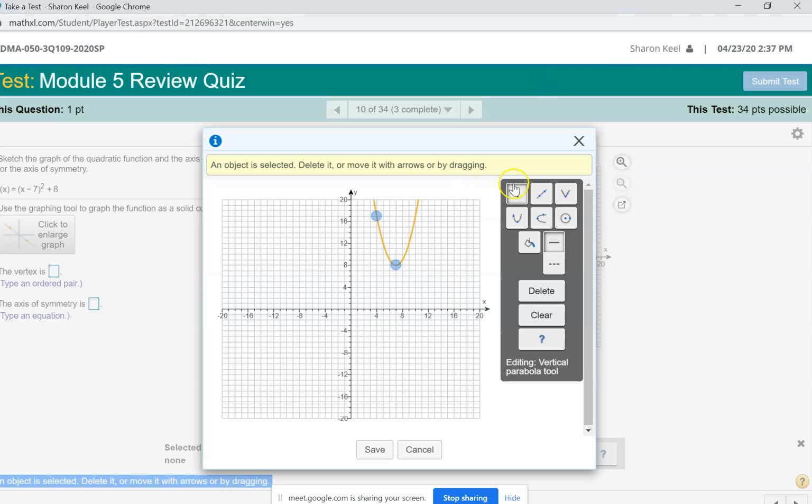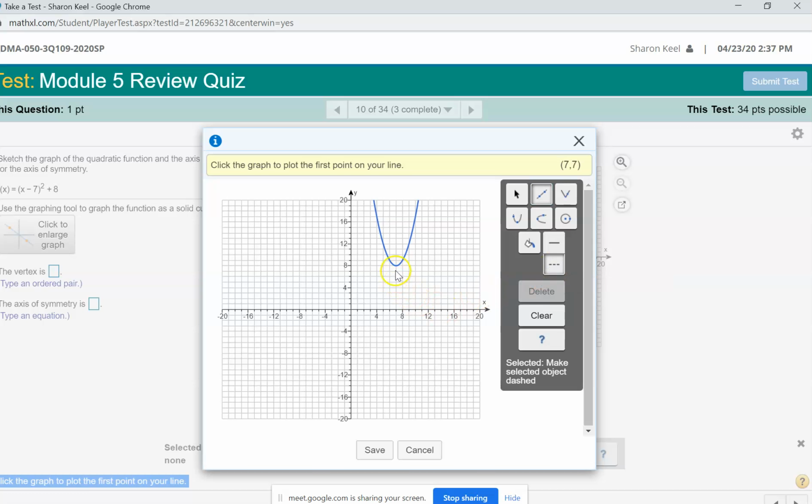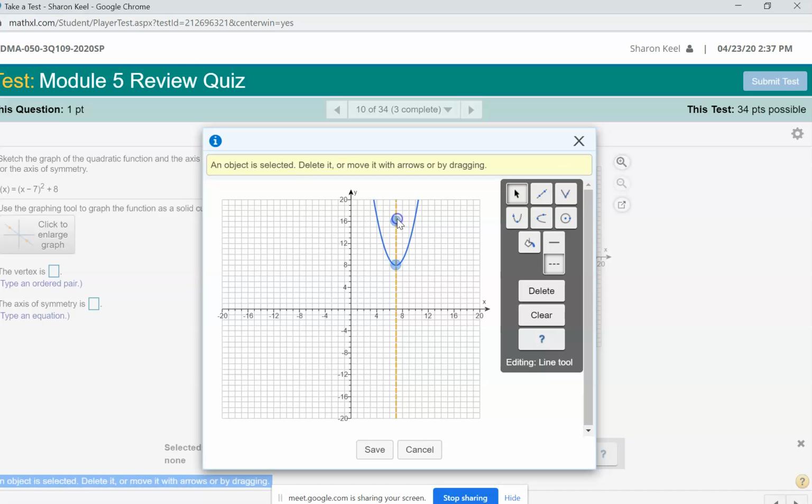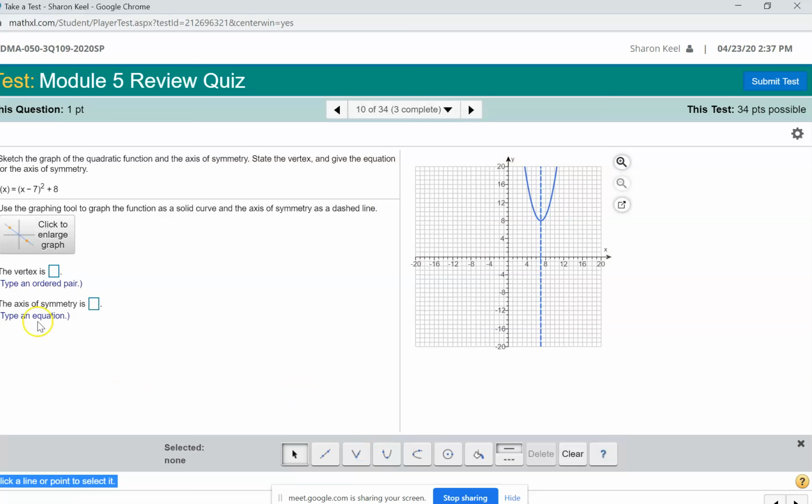To graph the axis of symmetry, I'm going to choose the line tool. They asked me to make it dashed. I'm going to go back to my vertex 7, 8 and click a point. Now notice I've got a straight line. An axis of symmetry cuts it in half vertically. So make sure your line is vertical and then you can click on any second point. And that gives you your graph of the parabola and of the axis of symmetry.